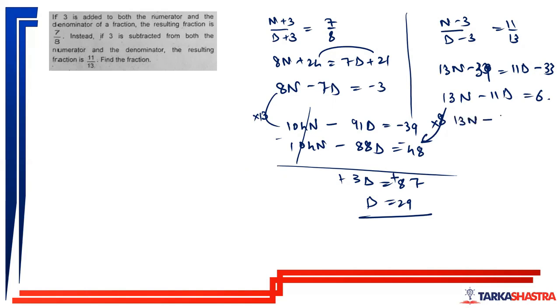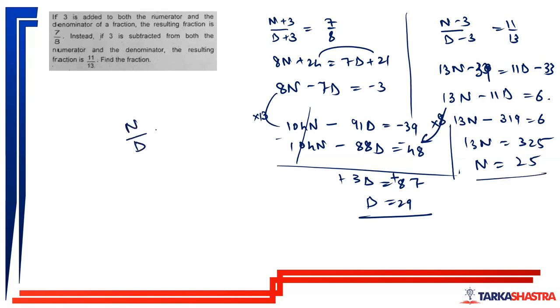So 13n minus 11 into 29, that is 319, is equal to 6. Okay? Now 13n is equal to 319 plus 6, that is 325. The value of n will be 325 upon 13, that is 25. Perfect. So we have the value of n, we have the value of d. They are asking us to find the fraction, so it is numerator upon denominator, that is 25 by 29. 25 by 29. Simple exam.